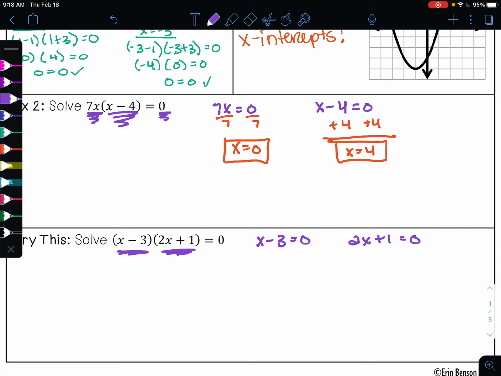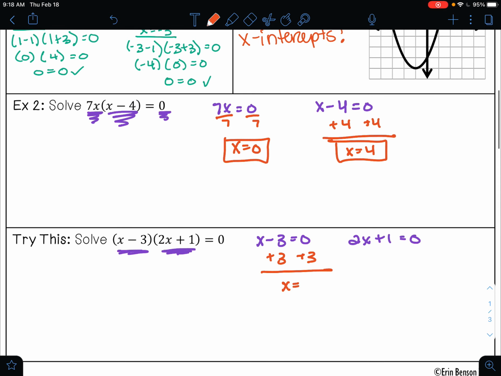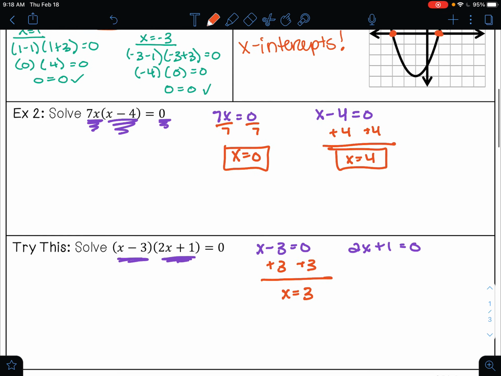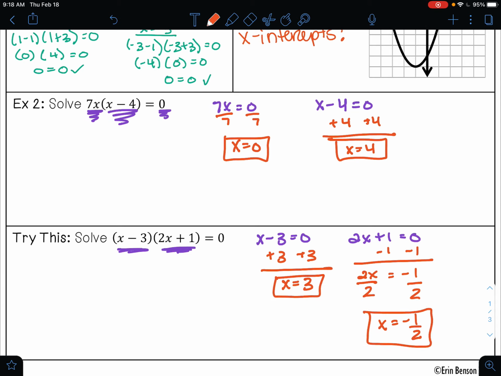And now I'm going to solve each of these equations. To undo subtraction, I'll do addition and get x = 3. Oops, sorry. And over here, to undo addition, I'll do subtraction and get 2x = −1. To undo multiplication, I'll do division and get x = −1/2. So my solutions are x = 3 and x = −1/2.